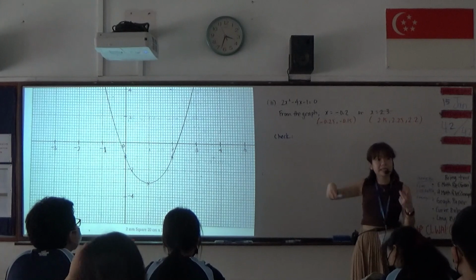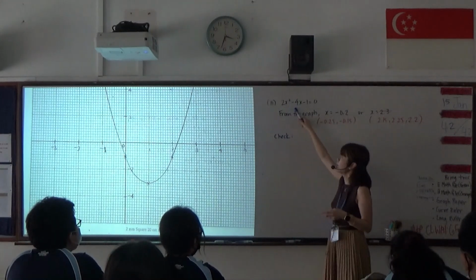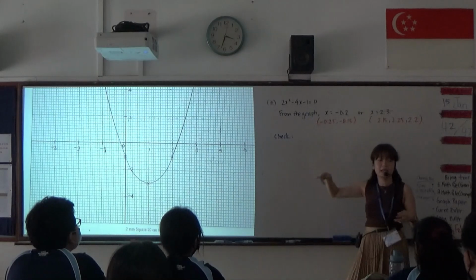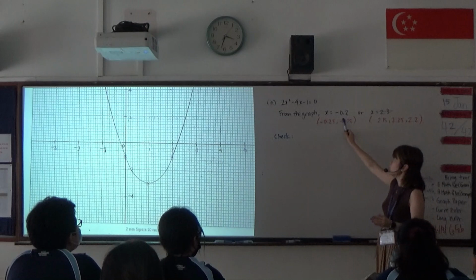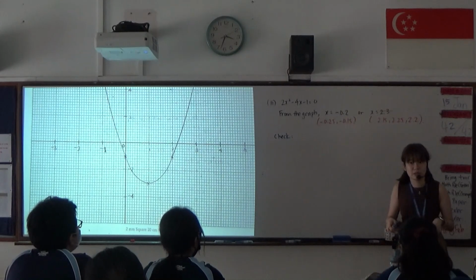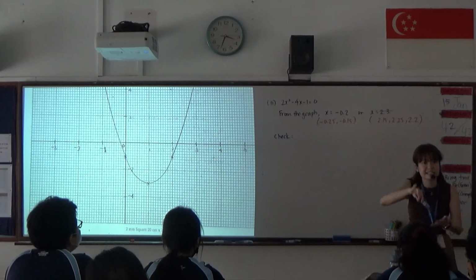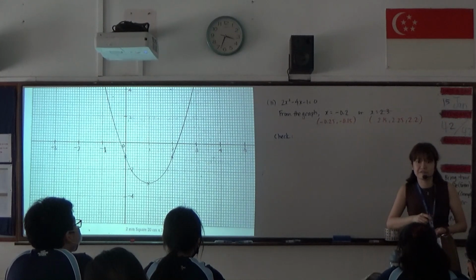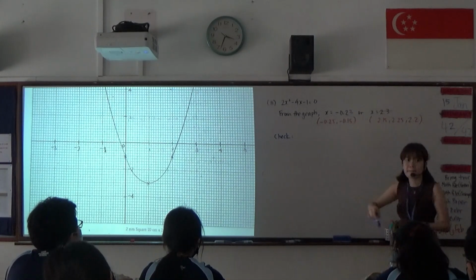Okay, so there's one method that I taught you all to do a checking. You can put this equation, A is 2, B is negative 4, C is negative 1, and then check your values. Then from the value itself, you see, what is the value that you have given? Is it actually close to it or not? You cannot be giving me something that is exactly what your calculator is able to give. Is it possible for my answer to be negative 0.23?